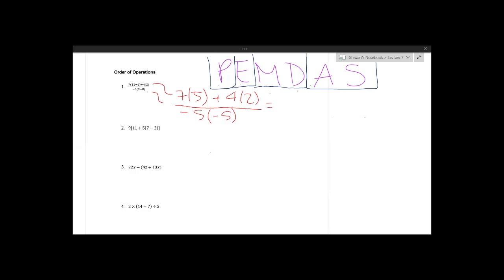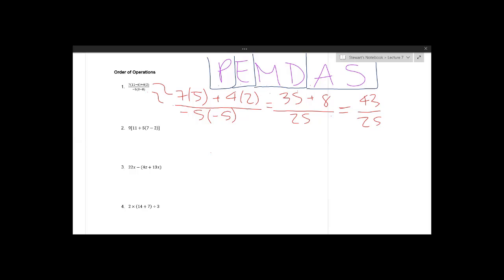So now we have 7 times 5 is 35. 4 times 2, still separated by addition, is 8. And then in the denominator, -5 times -5 is a positive 25. Okay, perfect. Now all we have to do before we do the final division or see if we can simplify anymore is to do 35 plus 8, which equals 43. And then the denominator just stays the same because it was already combined.